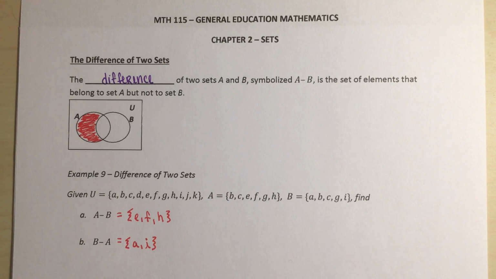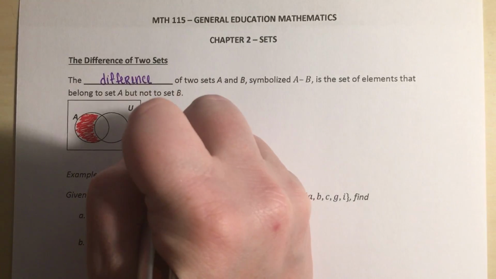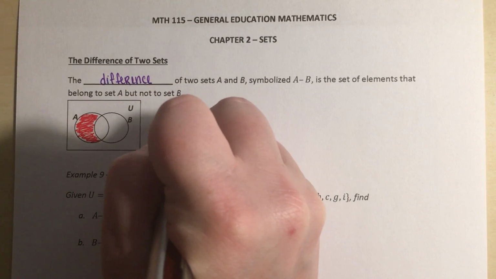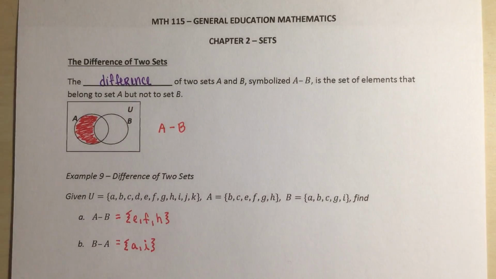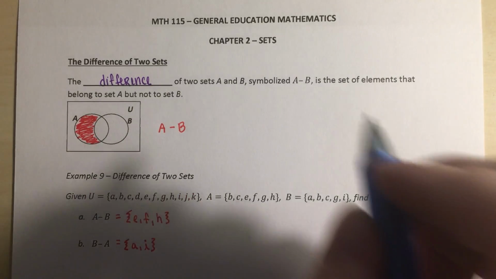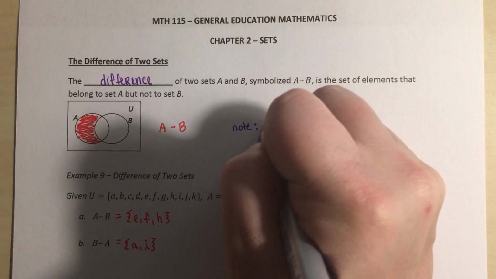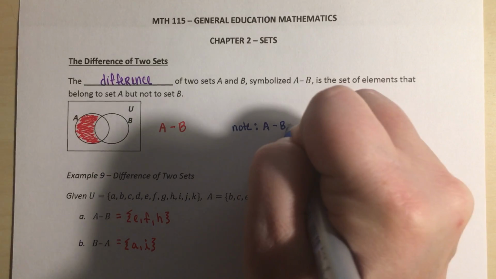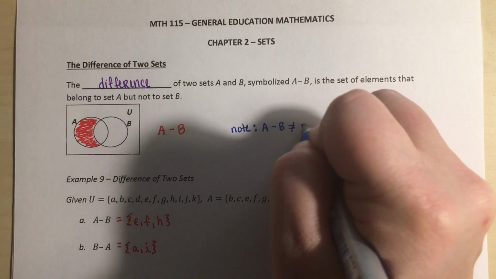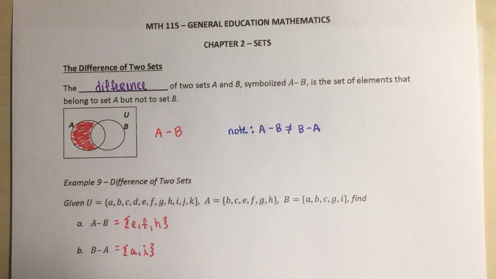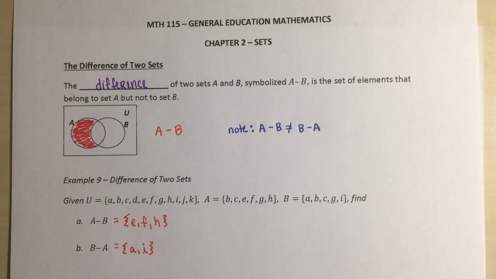All right. So we have our difference. Again, looking at our picture up above, A minus B is going to be region 1. So this little picture shows A minus B. And just to make a little note here, A minus B is not the same as B minus A. So there is a difference.